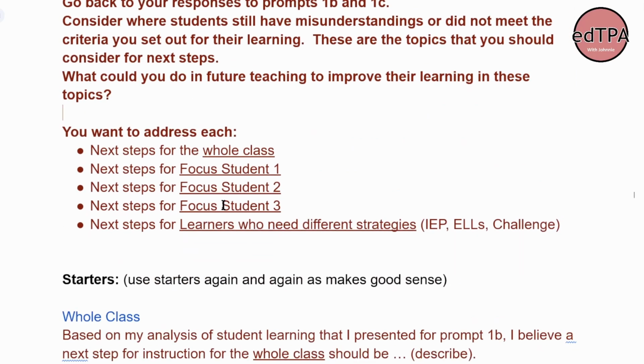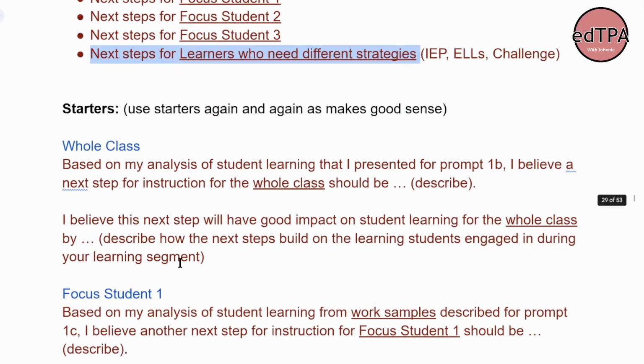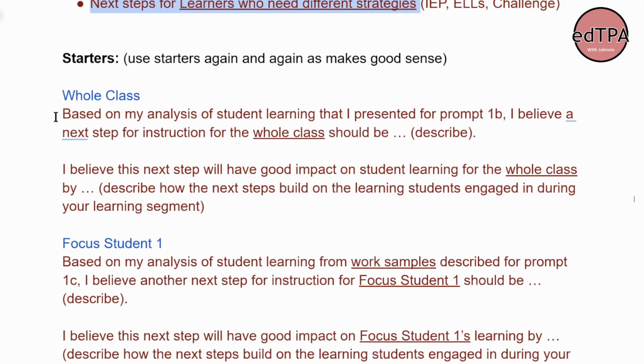And then breaking it down, you want to address each. Next steps for the whole class, next steps for focus student 1, next steps for focus student 2, next steps for focus student 3, and next steps for learners who need different strategies. So here's some starters for you. Whole class. Based on my analysis of student learning that I presented in prompt 1B, I believe a next step for instruction for the whole class should be, okay, so describe that.